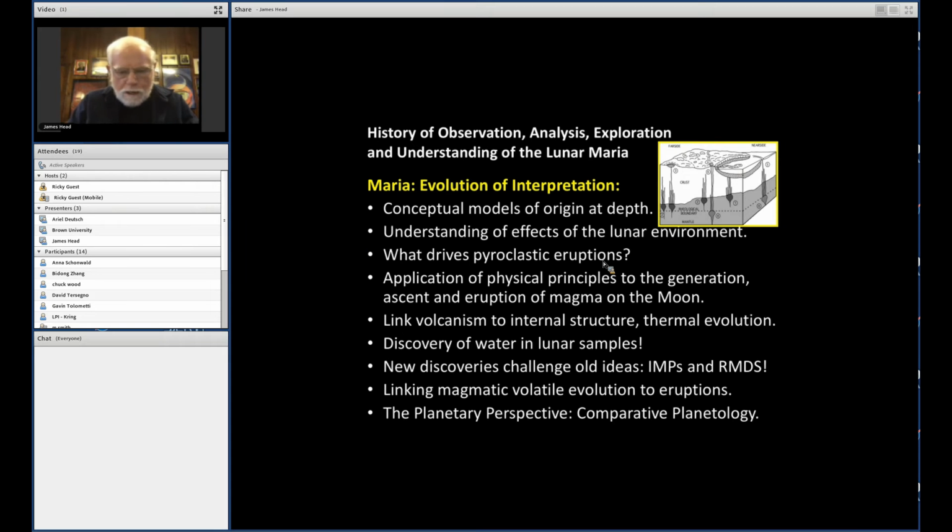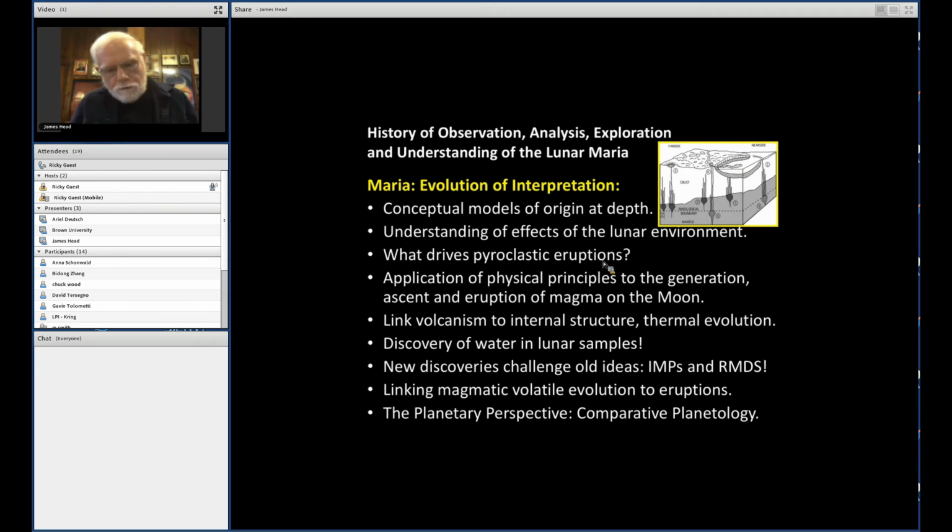How did we discover these things with these new data that just completely conflict with our previous ideas? This is really an exciting component of volcanism at the present time. And more recently, as we'll talk about towards the end, we're able to now link magmatic volatile evolution to the eruption. So we now know what the volatile content of the magmas is to a greater degree than before.